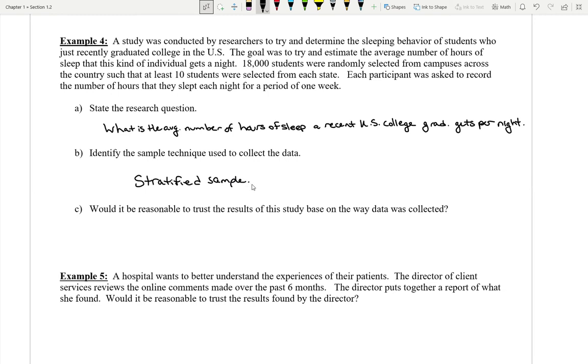Well, if it's a stratified sample, meaning that it was done randomly, would it be reasonable to trust the results of this study? At the very least, based off the way the data was collected. And I would say, in this case, absolutely yes. Now, we might have some problems with some of the results of the study based on other things, like maybe their interpretation of the data or something like that. But purely based off of the way the data was collected, this seems like this might help us get a reliable sample that's going to help us reflect what's actually true of all U.S. college graduates. So we would feel confident in this because the sample data was obtained randomly. So that's good. We like that.